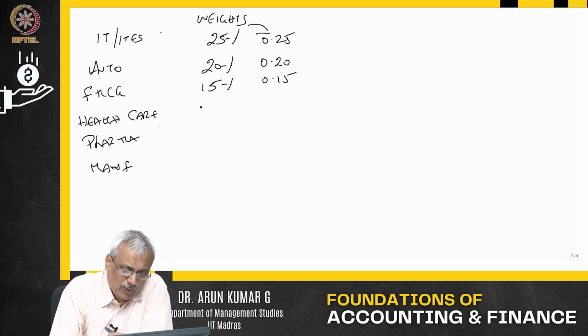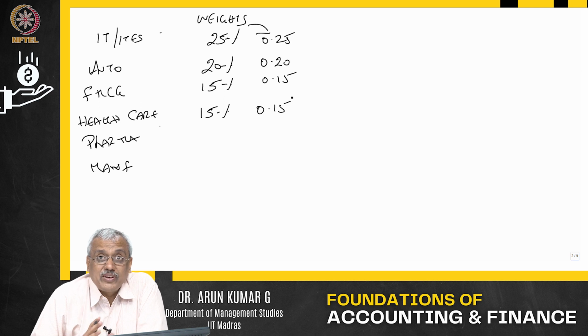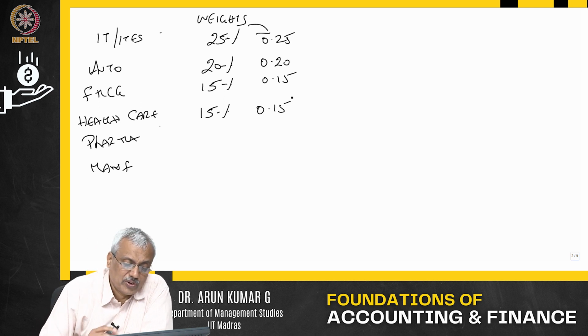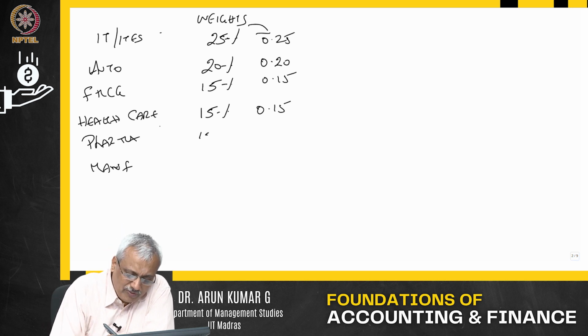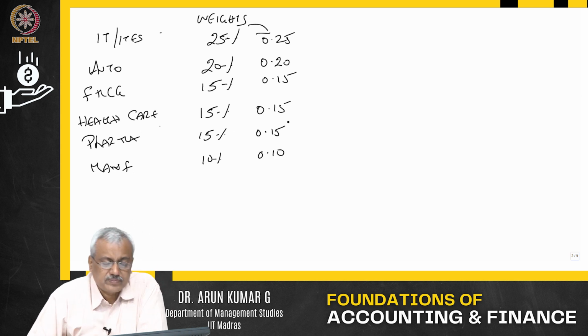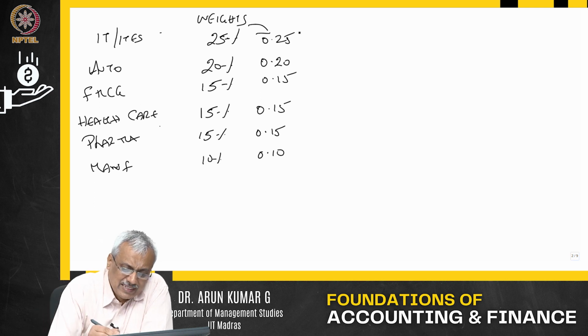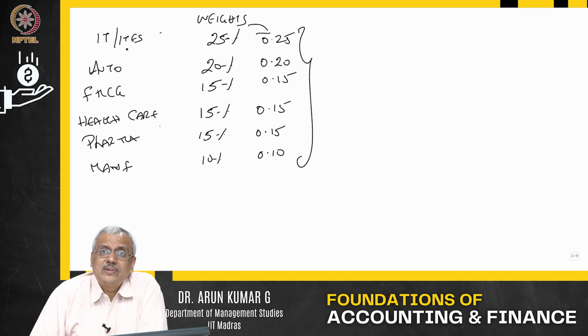The healthcare sector contributes another 15%. So the weightage is 0.15. This is all hypothetical. I have just picked up numbers out there. The pharma sector is 15%. Let us say manufacturing is 10% out there. So these are the weights that I have assigned to each of these sectors.